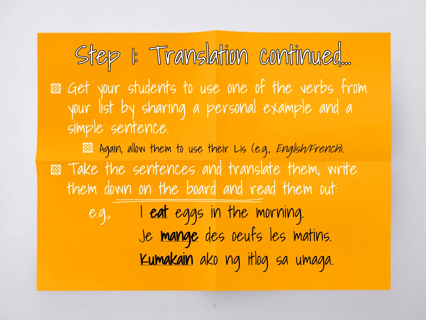Next, get your students to use one of the verbs from your list by sharing a personal example using a simple sentence. Again, allow them to use their first languages. Make sure to use all of the verbs in your list. Then, take the sentences and translate them. Write them down on the board and read them aloud. For example, a student might say, "I eat eggs in the morning," or "Je mange des œufs le matin." In Tagalog, "kumakain ako ng itlog sa umaga."